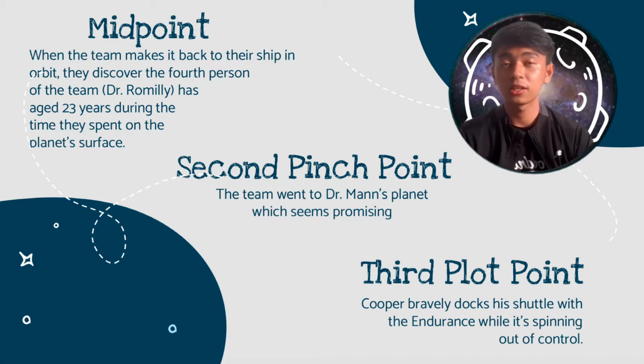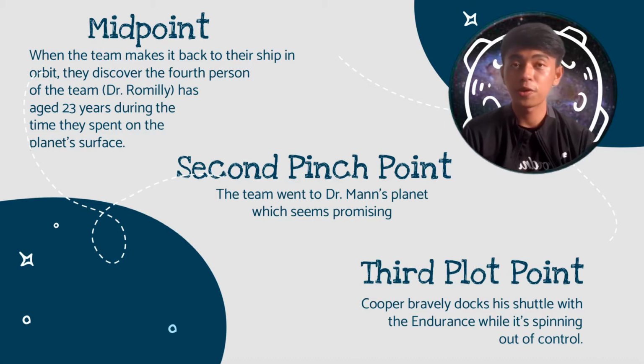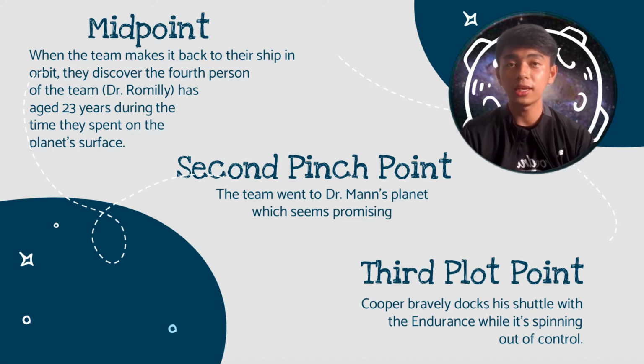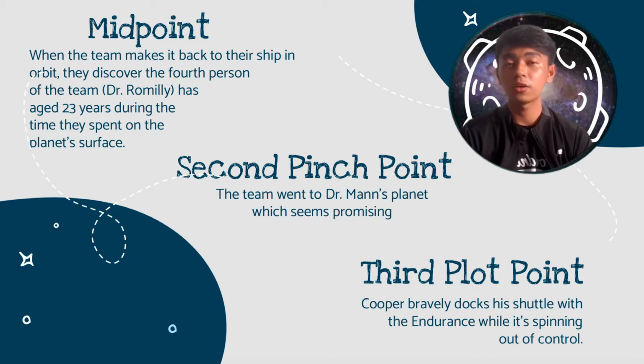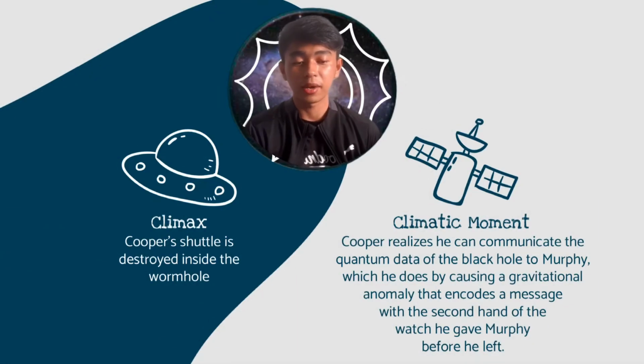Next is the third plot point. Cooper bravely docks his shuttle with the Endurance while it is spinning out of control. He and Brand decide their best shot is to head to the last planet while slingshotting around the black hole. They decide to detach the unnecessary shuttle, which allows them to conserve fuel. But Cooper reveals that they never had enough fuel for all of them, and detaches himself along with the other shuttle. Then is the climax.